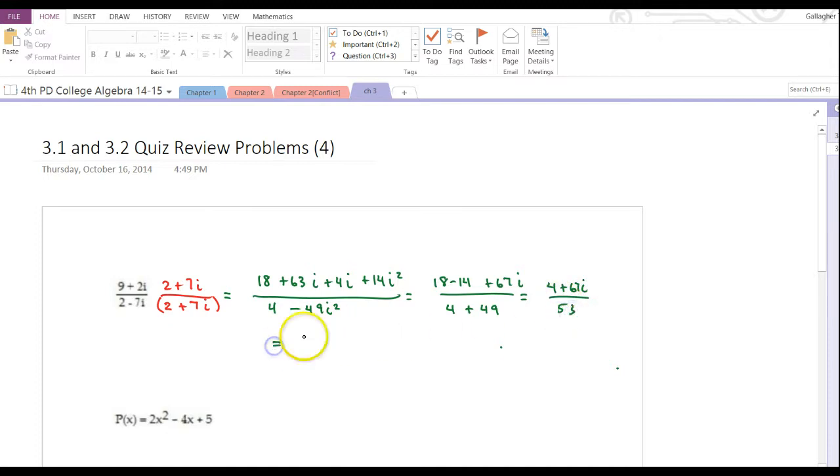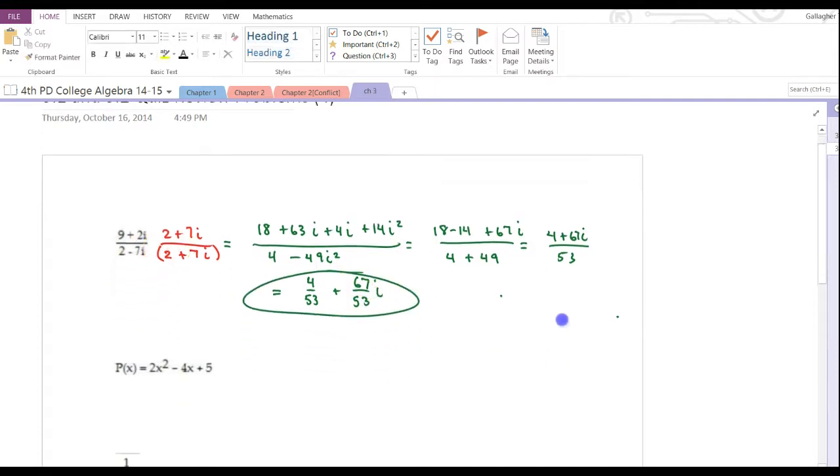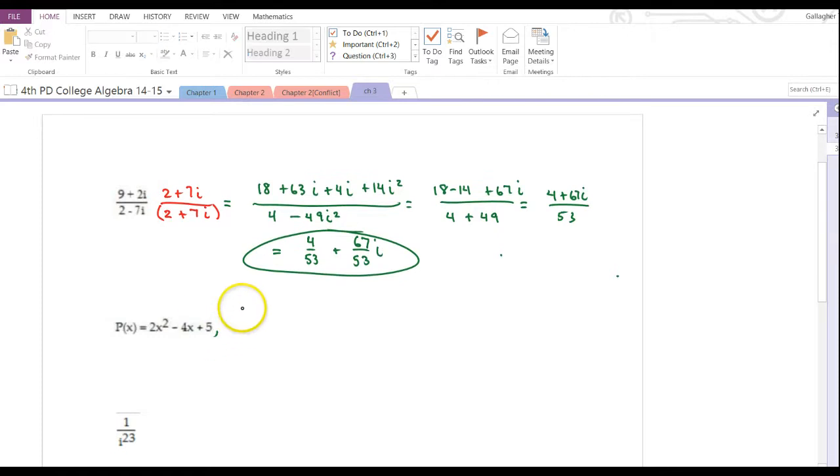So that has to be written in complex form. So it's 4 over 53 plus 67 over 53 times i. And that's what I end up with for the first review problem. The second one is to find the vertex.